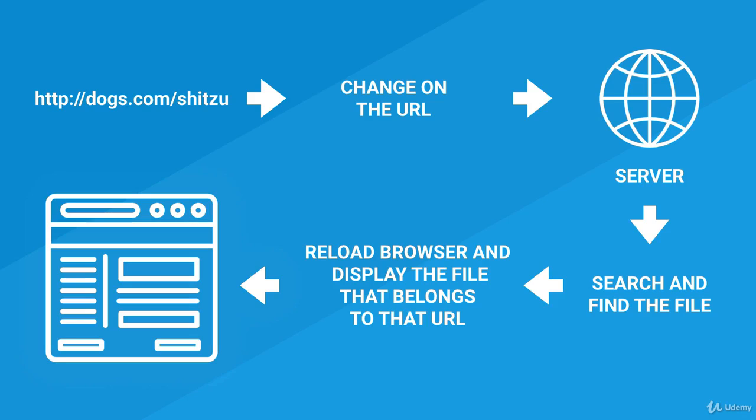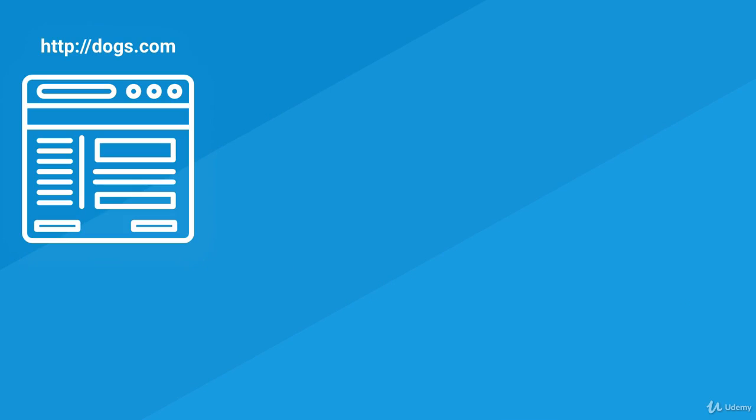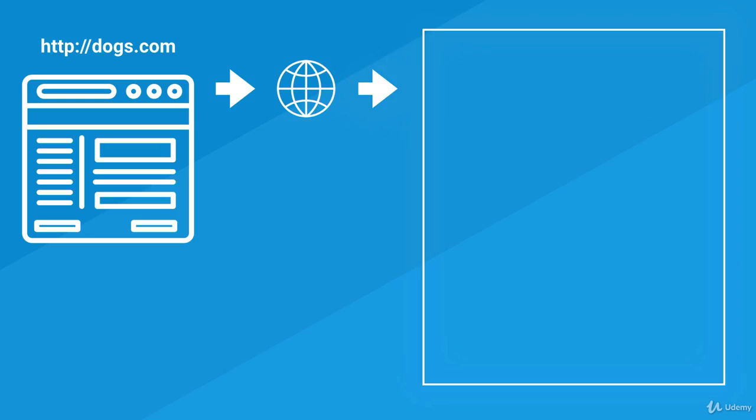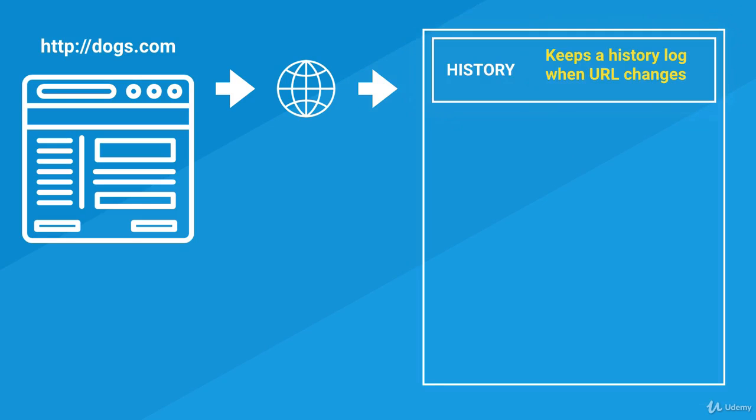Now single page applications work a little bit differently. So we have our application inside docs.com. We make a request, the server is going to return our application. Now, our application is going to be a single page, and it's going to have different parts. First, we're going to have a history. This history is going to keep a log of when the URL changes. For example, if I go to docs.com/shih-tzu, the history is going to be listening for that. It is going to grab that URL and store it. It's kind of like a big JSON with all the URLs.